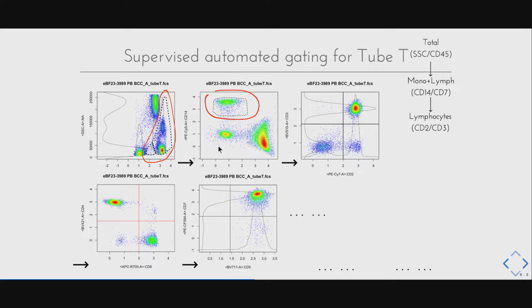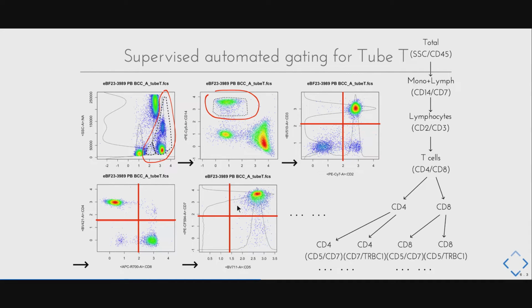Then we remove the monocytes by the CD14 versus CD45 plot, followed by selecting T cells based on CD2 and CD3, and subgating this into CD4 T cells and CD8 T cells. And then we can check their CD5, CD7, TRBC1, RA expression on different T cell populations.